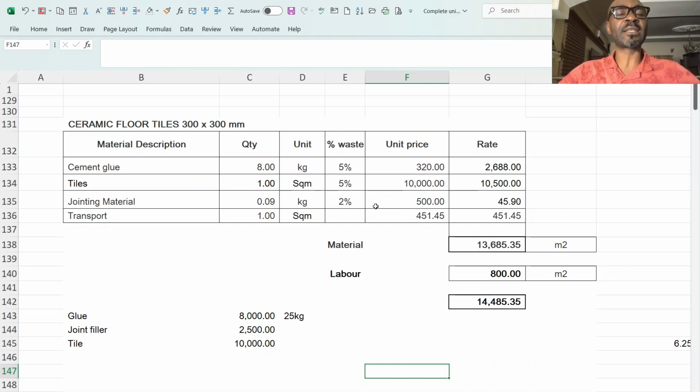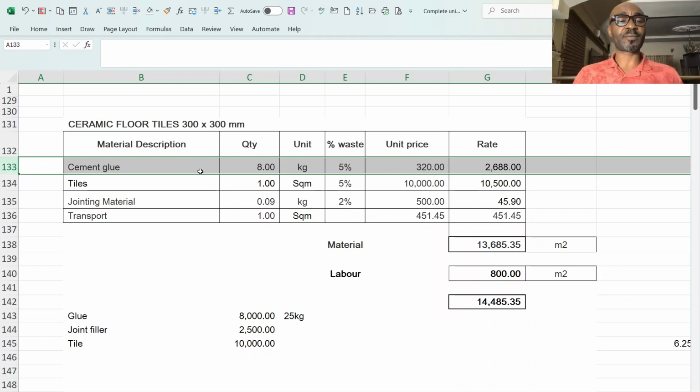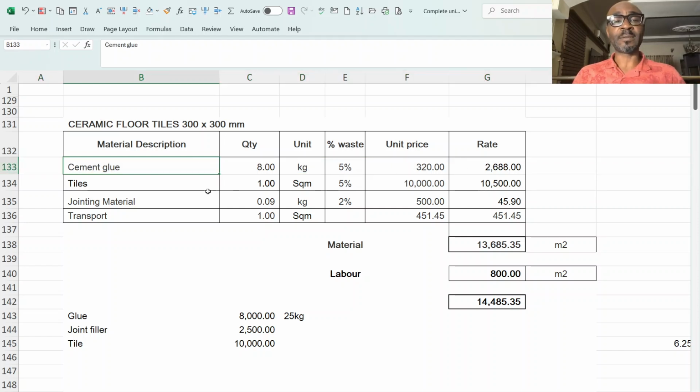Having said that, as you can see, the first item on my chart here is cement glue. In this case, we are assuming that the manufacturer has said you need 8 kg for a square meter of tiles.